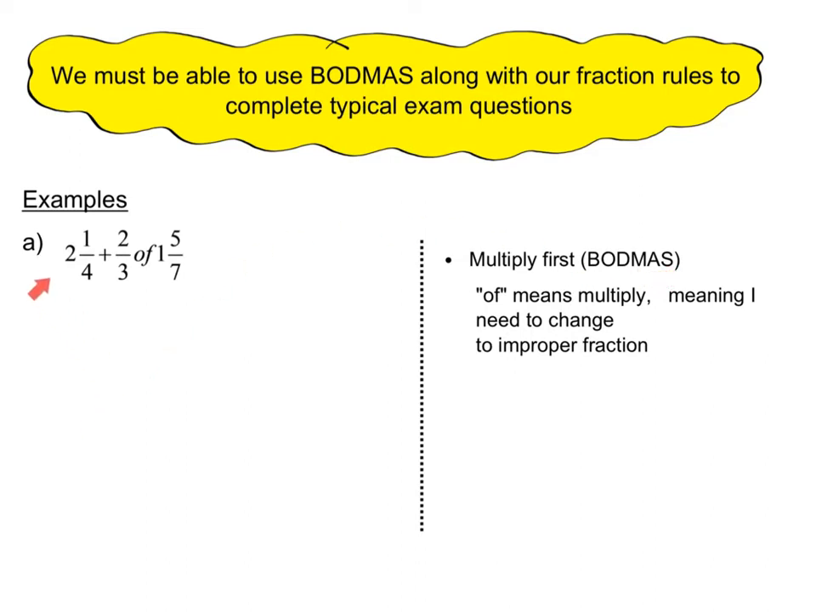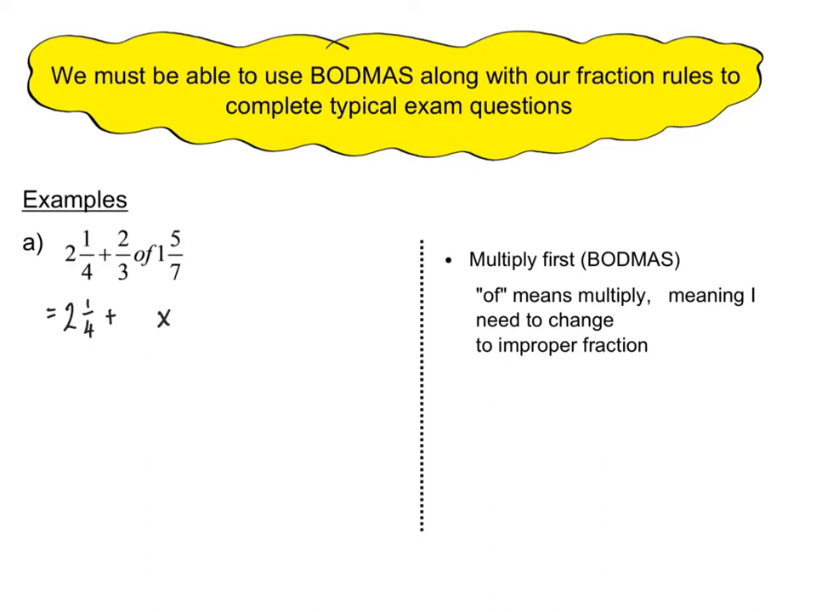The other thing, if you look at example A here, is the word "of" appearing here. When we see that between two fractions like this, the word "of" can be replaced by a multiplication sign. So as a first step, sometimes I would encourage people just to rewrite that as 2 1/4 plus, and it's two things multiplying each other here.